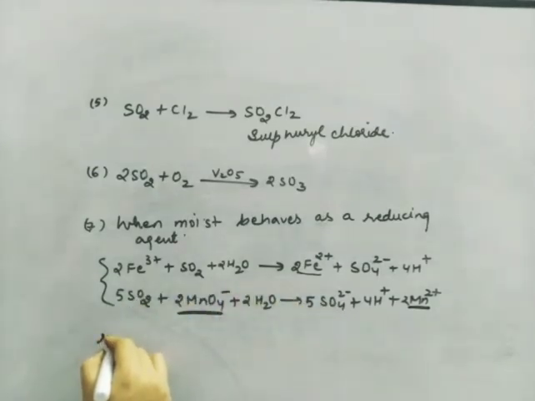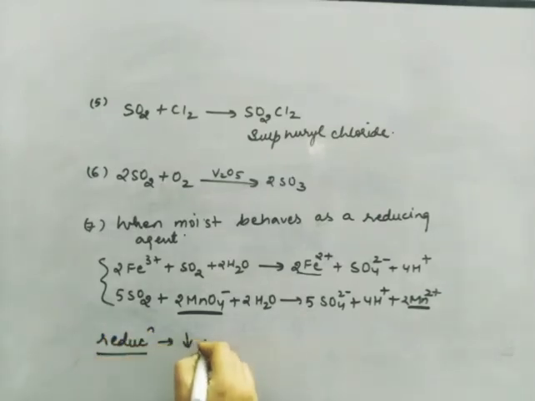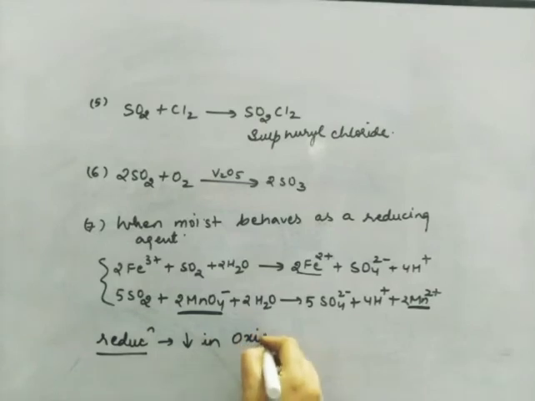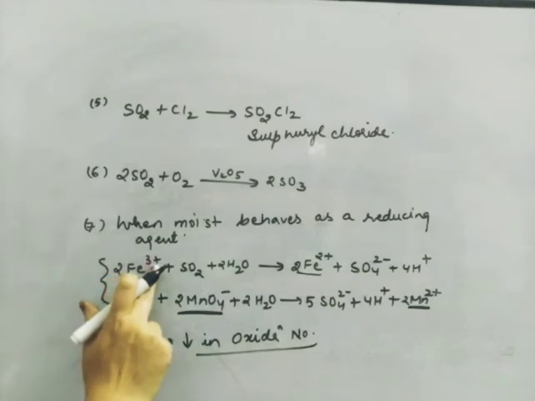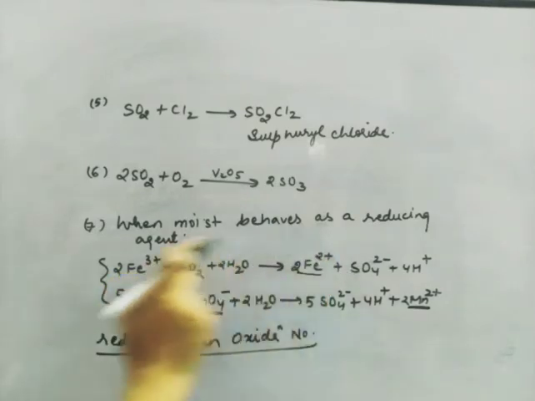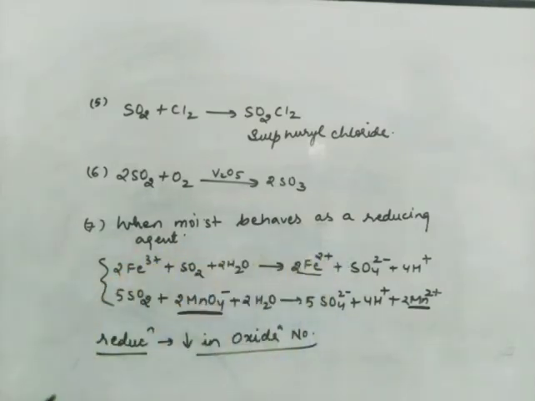Now how to find whether it is reduction or not? Because reduction means decrease in oxidation state. So whenever oxidation number decreases, this is reduction. So here you can see the oxidation state of iron is 3+, and here it is 2+. So the oxidation number is decreasing, it is reduction.